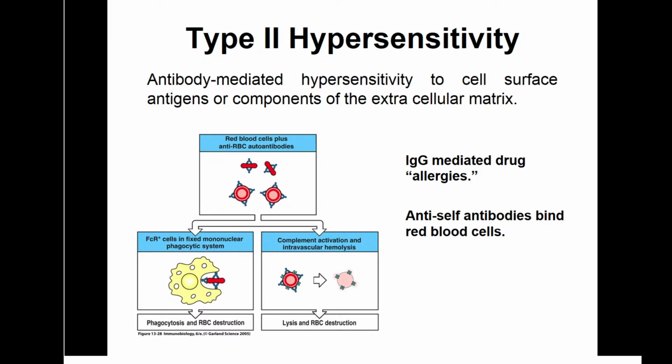Type 2 hypersensitivity: antibody-mediated hypersensitivity to cell surface antigens or components of extracellular matrix. So, IgE-mediated, drug allergen, anti-self antibodies, blind red blood cells. What we have in clinic, we have the same stages as the type 1 reactions. The first immune stage is the production of specific antibodies. In this case, it will be IgM and IgG that make a complex with the allergen, which can be the drug or something, and this complex destroys the blood cell membrane. And there is another way, complement activation and intravascular hemolysis. These complexes bind red blood cells or thrombocytes, because of it we have in clinic thrombocytopenia or anemia.